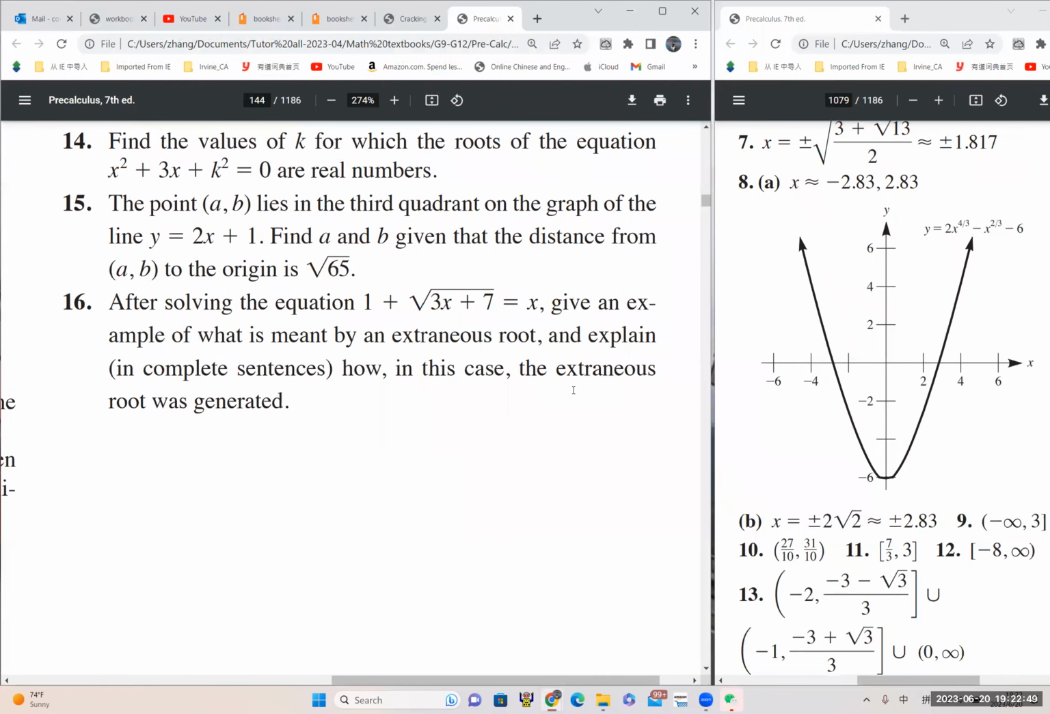Ray, could you show your answer? For which values of k are the roots of the equation real numbers? You mean k is 0? Later you find the value for k, right? So you just get k equal to 0, right? Yeah, that's the only one I can see.